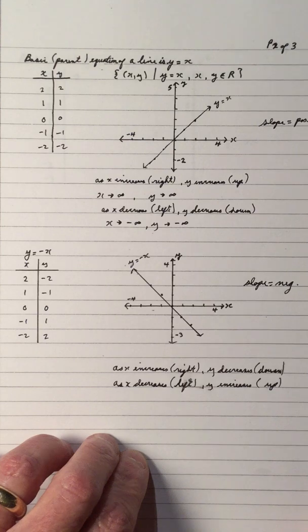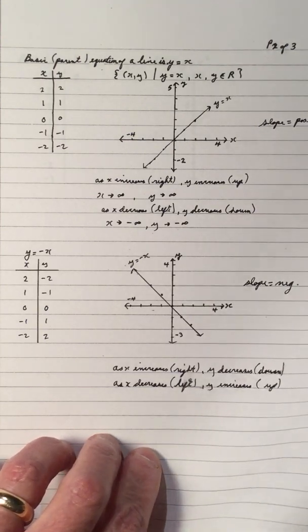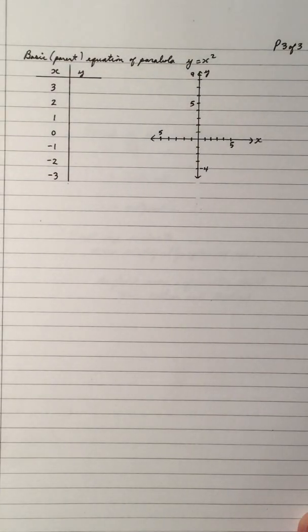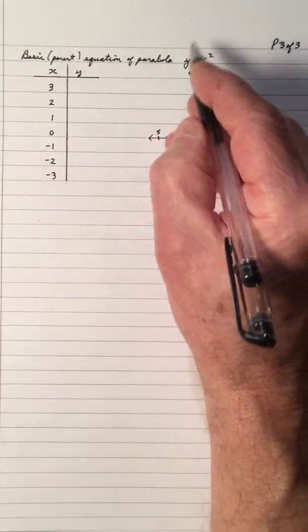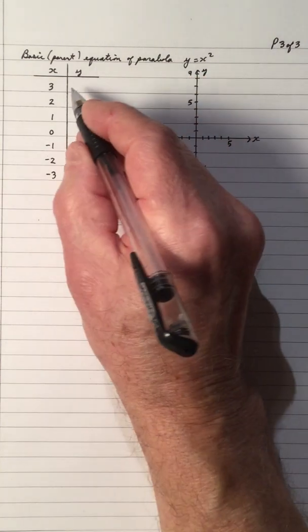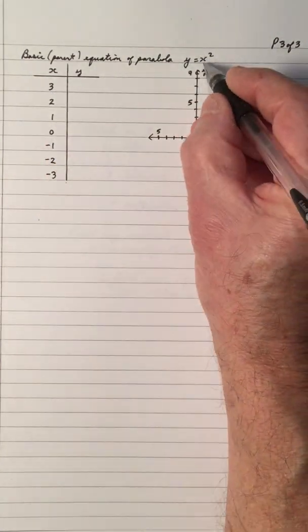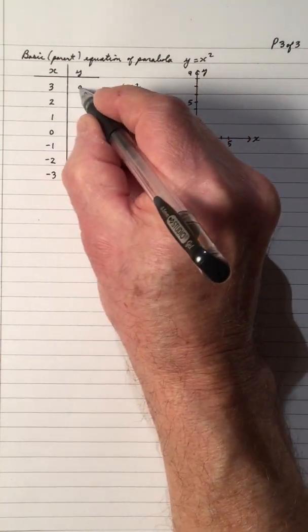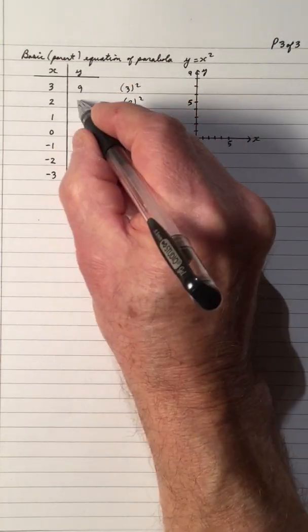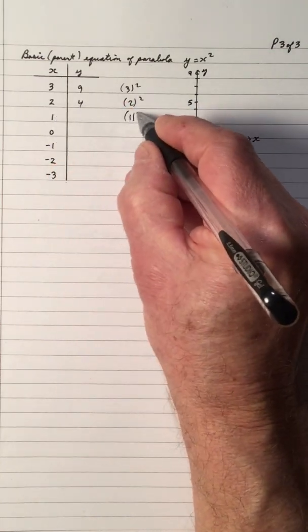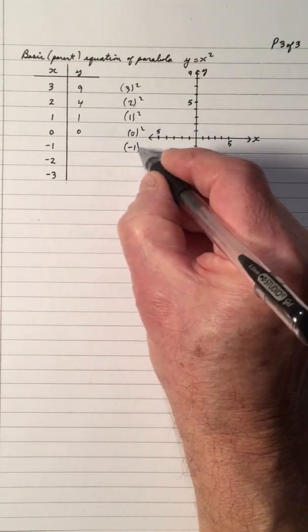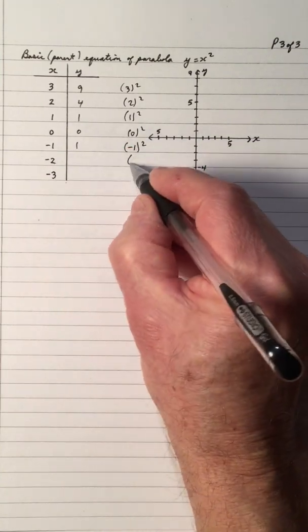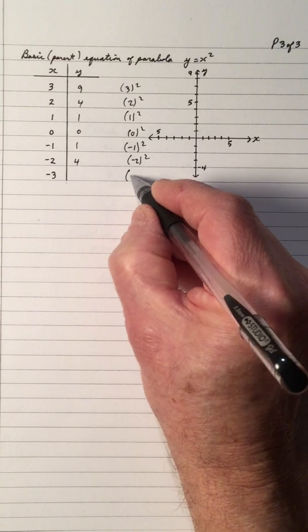But let's explain the equation of the slope of the line and use that to help us to look at the slope of the curve of a parabola. So the basic or parent equation of a parabola is y equals x squared. So what happens? We have 3, so we take 3 and we square it and we'll get 9. If we take 2 and square it, we get 4. If we take 1 and square it, we'll get 1. And 0 squared is 0. Negative 1 squared is 1. Negative 2 squared is 4. And a negative 3 squared is 9.